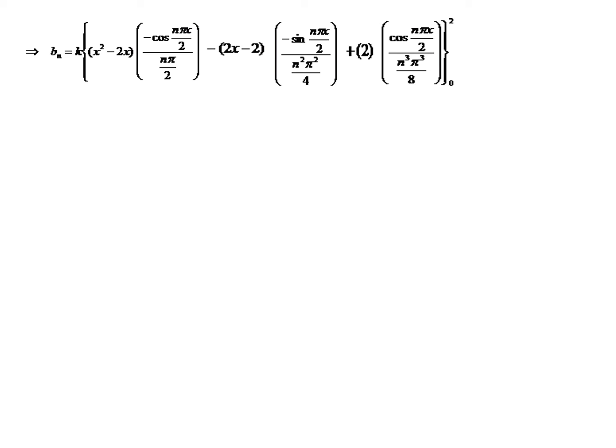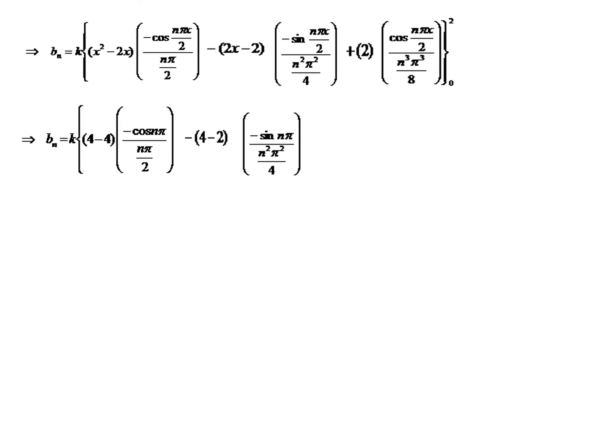And what is the upper limit here? In the place of x, we have to put 2. So in the place of x, when I put 2, what do I get? In the first term, 4 minus 4 into minus cos n pi. In the place of x, when we put 2, 2 and 2 will be cancelled. So that's why we get minus cos n pi. Minus, in the place of x, here when we put 2, we get 4 minus 2 into minus sine n pi divided by n squared pi squared by 4. And the third term is plus 2 into cos n pi divided by n cube pi cube by 8. Remember, this is the whole upper limit when we put x equal to 2.